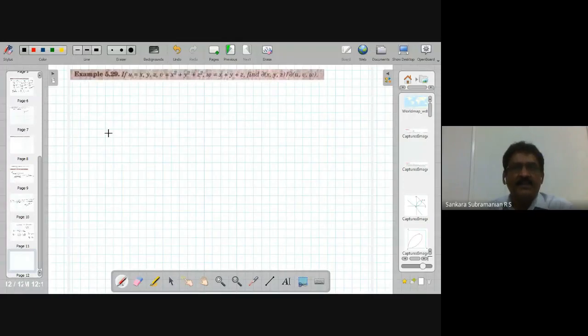Now, if u is a function in terms of x and y, right? If u equal to x, y, z and v equal to, that is u is a function of x, y, z. I think there is some mistake here. u is a function of x, y, z.